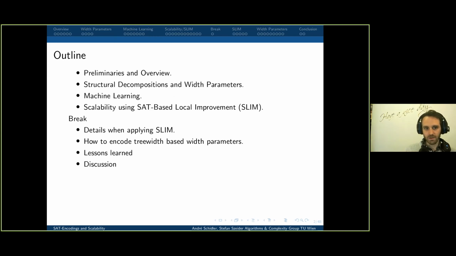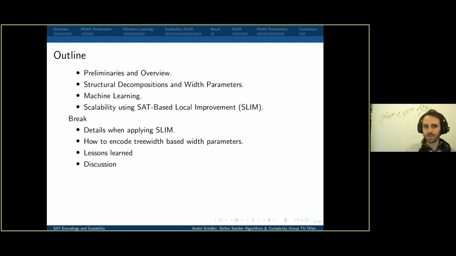I will talk a bit about our work on structural decompositions and parameters, and how we applied SAT to machine learning. Then the main part is scalability and how to use SAT-based local improvement, which is the idea of Stefan Szeider, to scale SAT to larger instances. The second part is basically what was in the first part, just a bit more in depth with technical details, and whatever questions you have, I'll be happy to answer.